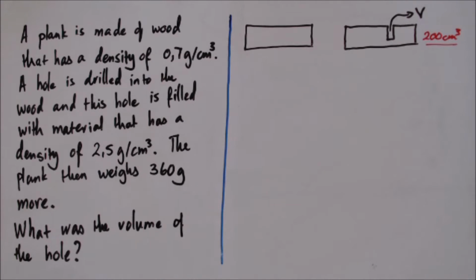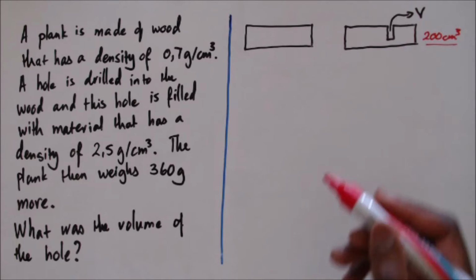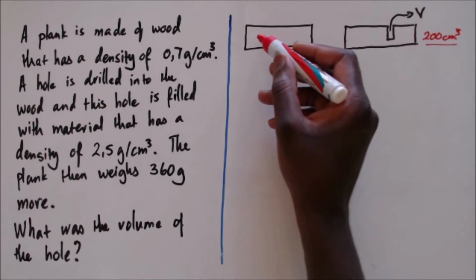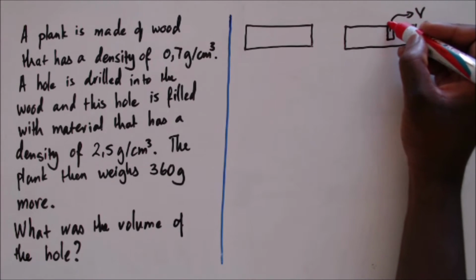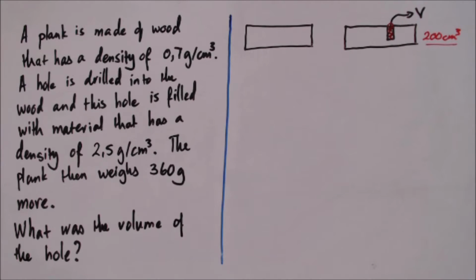So this scenario is drawn out over here. What we have is a plank of wood, and then a hole is drilled into it, and then it's filled with some material. That material has a density of 2.5 grams per centimeter cubed. So in order to set up this question and the solution, I'm going to put in a couple of symbols.